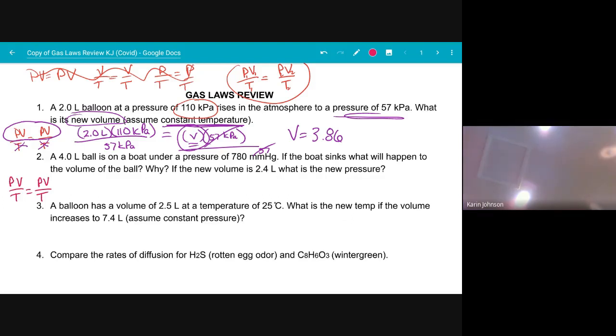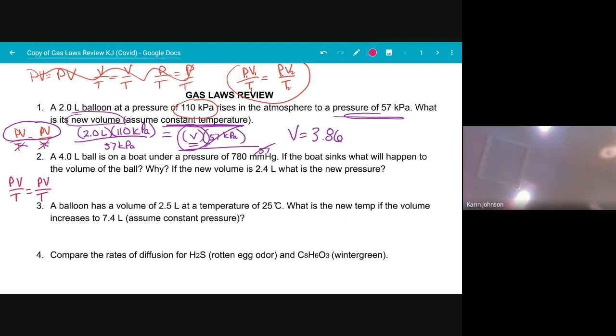So I see it's given me liters, so that's volume. A 4-liter ball is on a boat under a pressure of 780 millimeters of mercury. So I know that that's pressure, and it says it right there. So we've got P and V again. It says if the boat sinks, what will happen to the volume of the ball? If the new volume is 2.4 liters, what is the new pressure? And in this case, I see again that there's no mention of temperature.